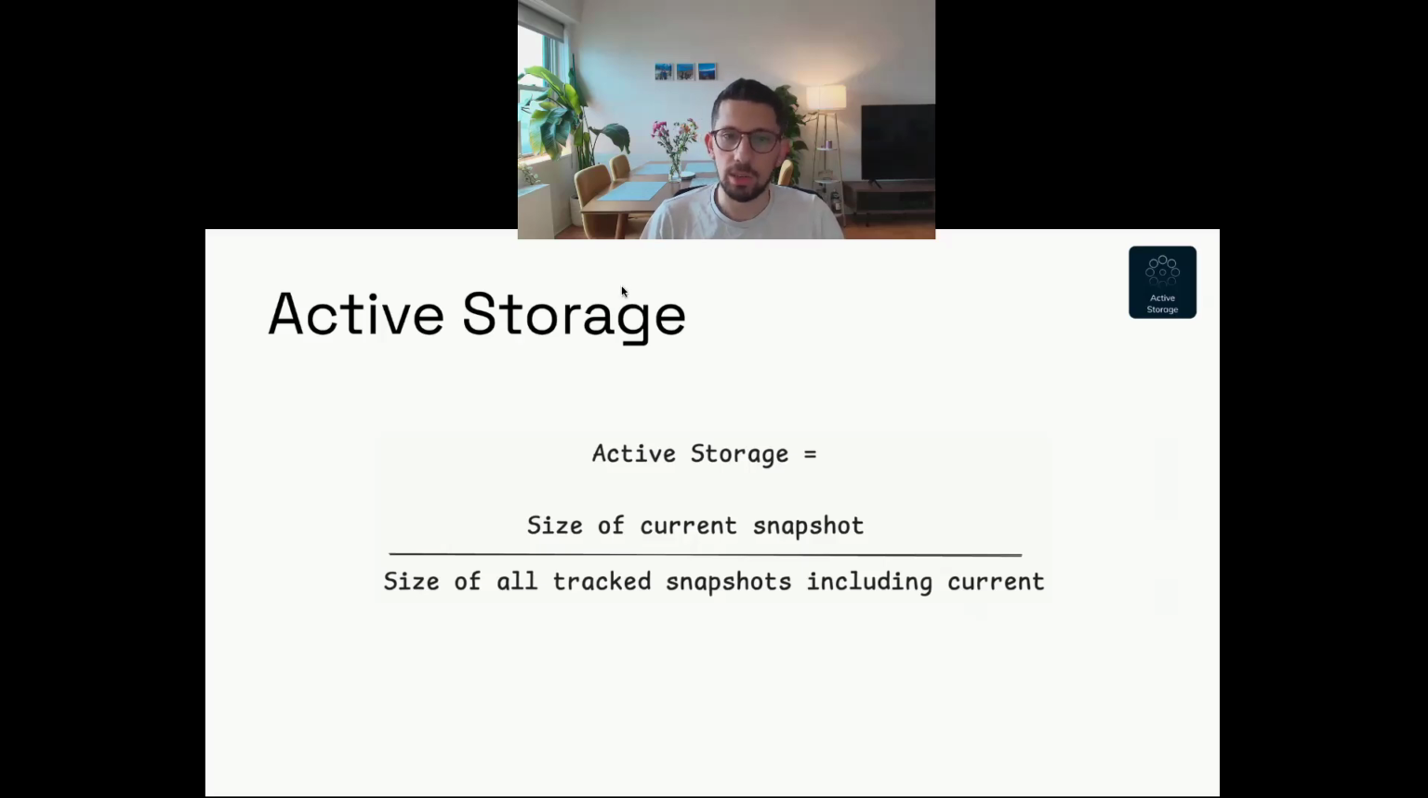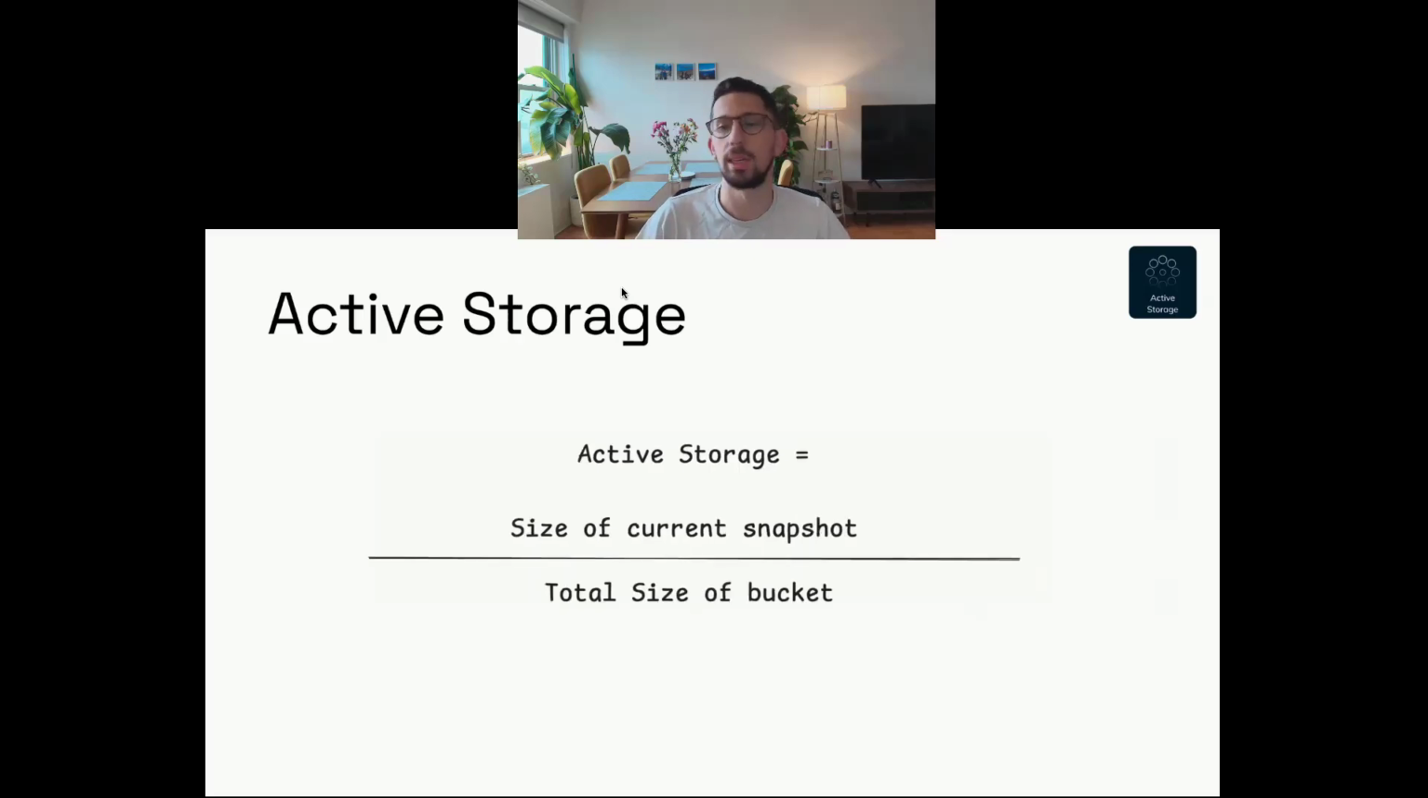We can even enlarge this definition to not only everything in the tracked snapshots, but basically everything in the bucket at all. And what you want to make sure is that the size of the current snapshot, which is the data that your users are using and exposed to, is not too far from the amount of data in the bucket itself. And that's what we call the active storage. We usually recommend aiming to have an active storage of, for example, 70, 80, 90% in healthy situations.